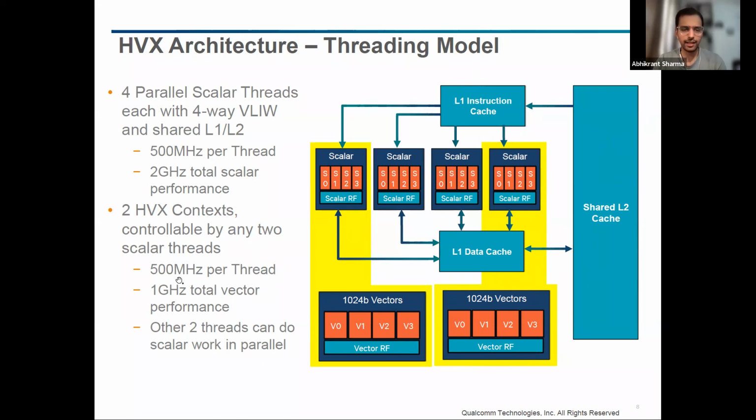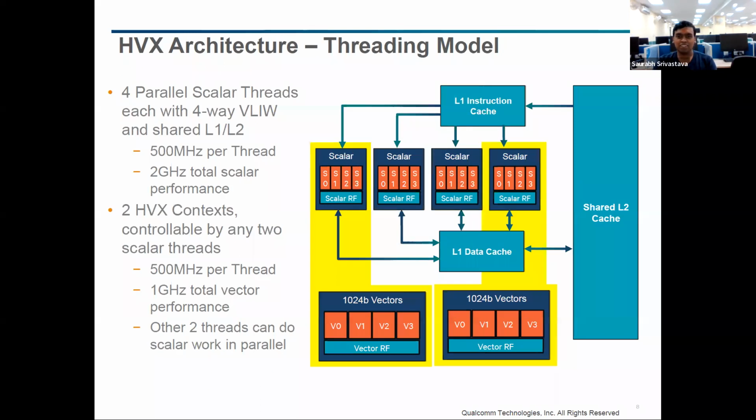Now, every thread has 500 megahertz of processing frequency, basically. So in total, you can get 1 gigahertz of vector performance. And still the other two threads, which are available to do some non-vectorized work, can also continue to work in parallel. So when you're operating at, let's say, 1 gigahertz of frequency, you can think of the amount of work that is being done in each second. It is very significant.